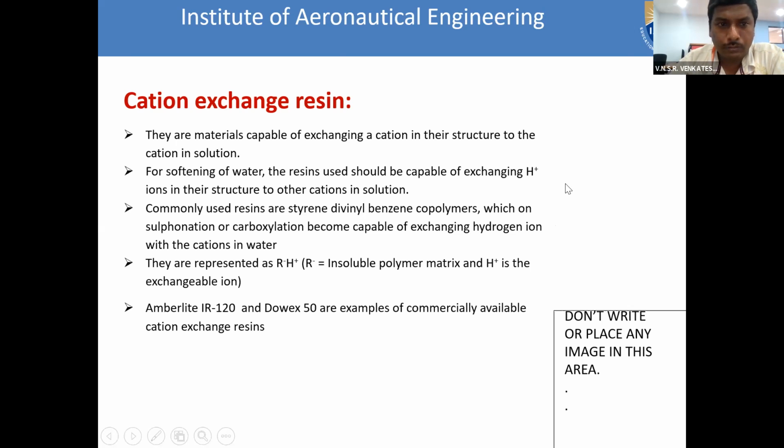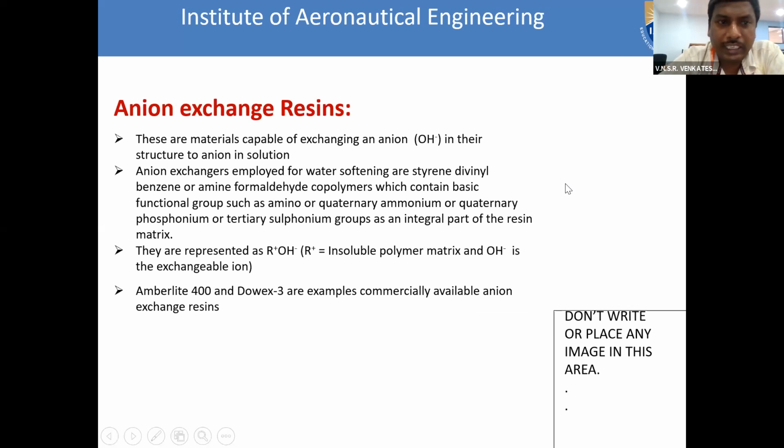Next we see anion exchange regions. Already we exchanged the cations. Now the next process is the anion exchange region. This anion exchange region is different for both temporary and permanent hardness. Why? Because temporary hardness is caused by the bicarbonates and carbonates of calcium and magnesium, whereas permanent hardness is caused by the chlorides, sulfates and nitrates of calcium and magnesium.